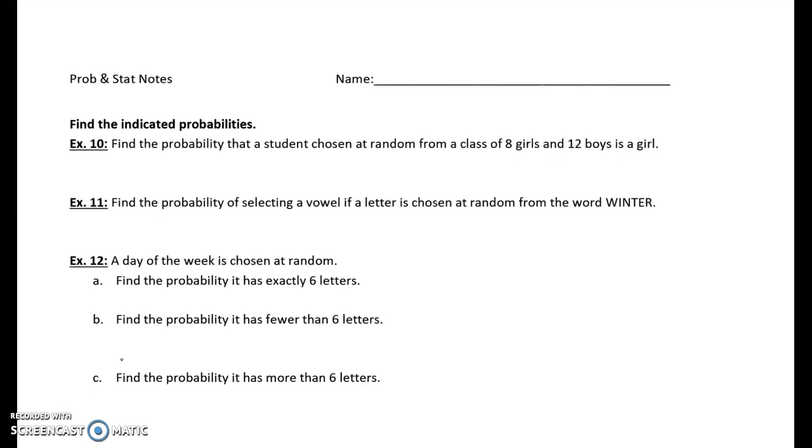All right, so here's some more. Find the probability that a student chosen at random from a class of 8 girls and 12 boys is a girl. So what's the probability I pick a girl out of this particular class? Well, there are 8 girls, so 8 successful outcomes out of 8 plus 12, 20 students total. And again, I can reduce that by dividing both numbers by 4, and I get 2/5, 40%. 40% chance of picking a girl.